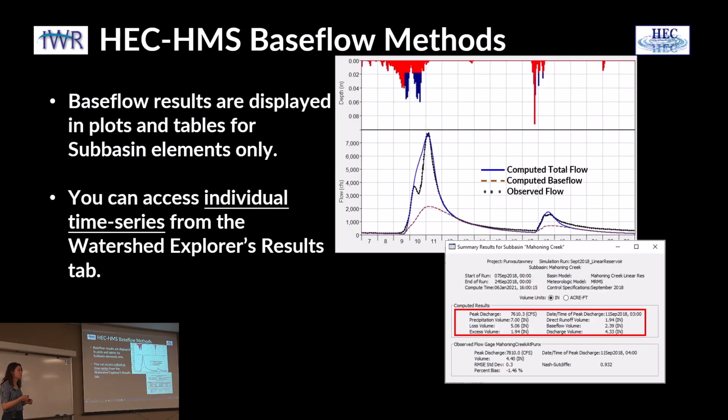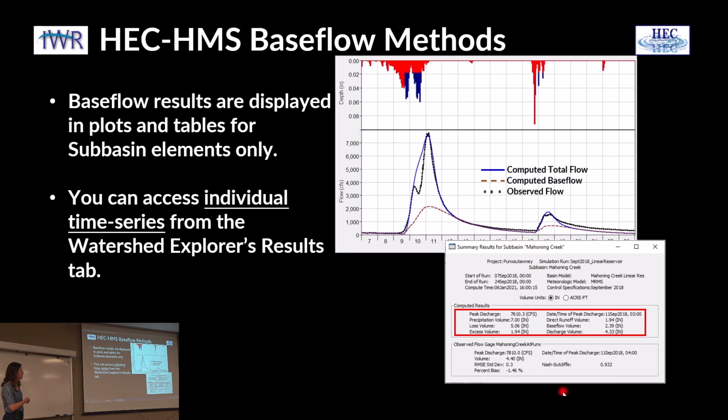All right, so in order to visualize results from baseflow, you have to look at your sub-basin elements, right? Because baseflow is a land surface process, so it lives in these sub-basin elements. It's not associated with junctions or reaches. And so you can access the time series from the Watershed Explorer's Results tab. You can create plots and summary tables from the sub-basin elements only.